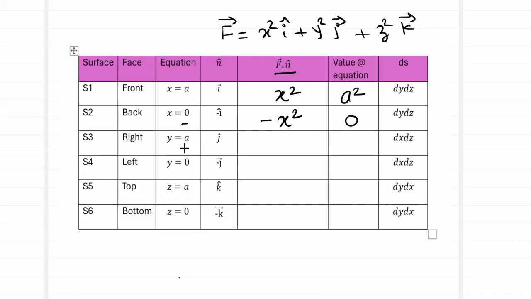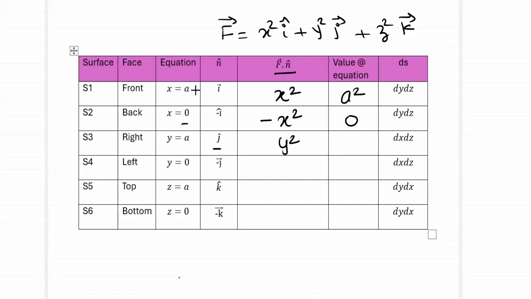Now moving on to the next one. Y equal to a is my equation. What is the unit vector? j. What is j dot i? 0. What is j dot j? 1. So what will be the quantity over here? You will have it as y square. What is j dot k? It is 0 again. Now substitute the value of the equation at this point.